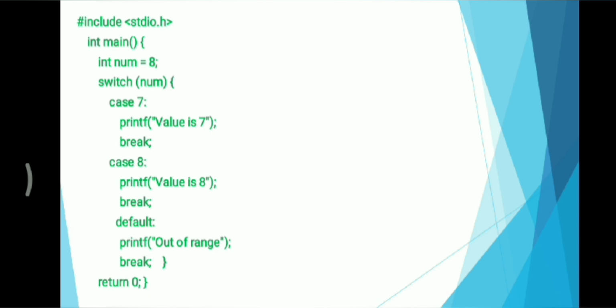At the end of each and every case you have to give the break keyword. It will break your loop and control comes out from the loop, right? If the number you give is not matched with any case, finally the default statement will work. So this is the concept of the switch statement, right?